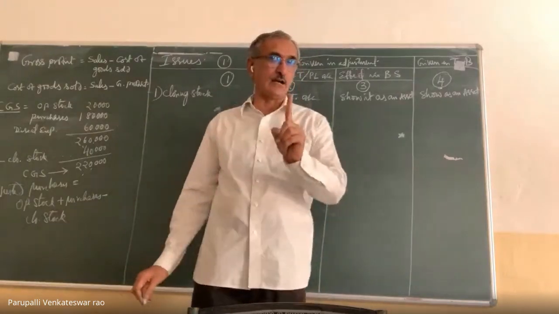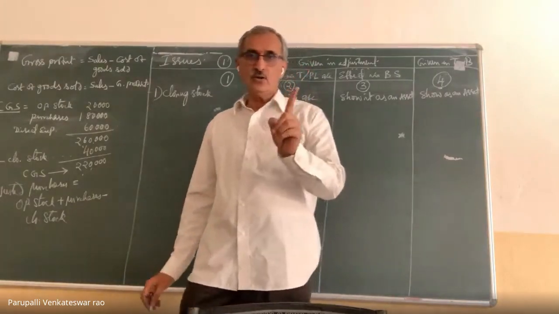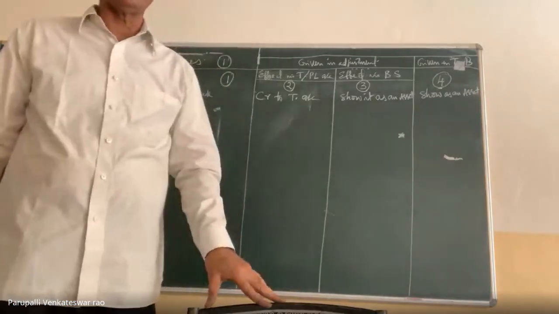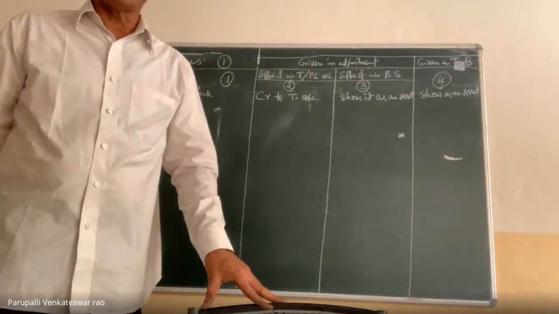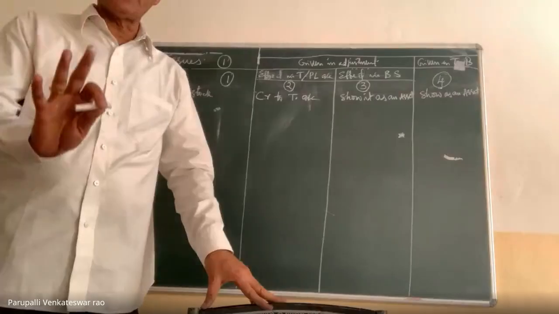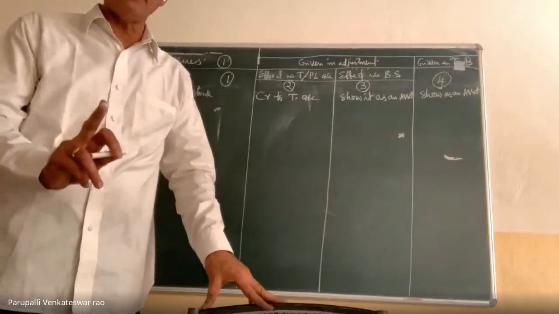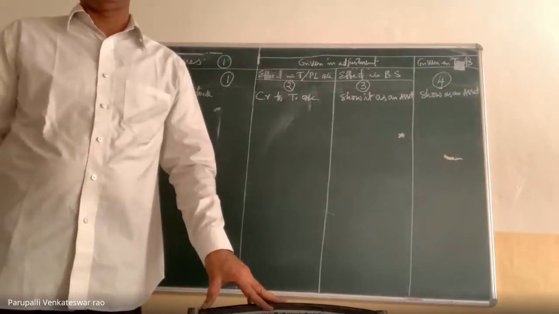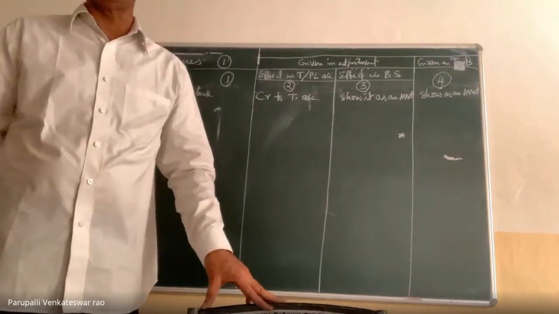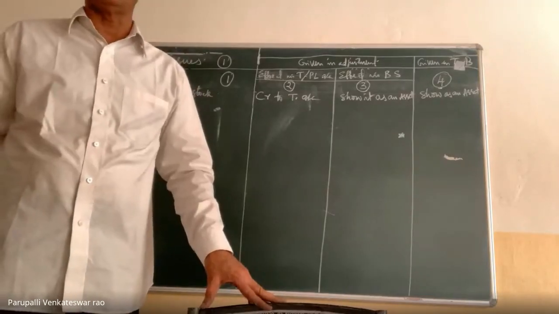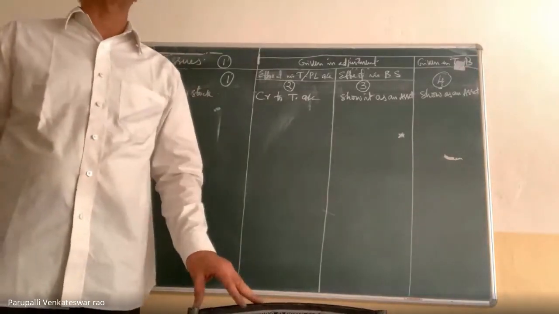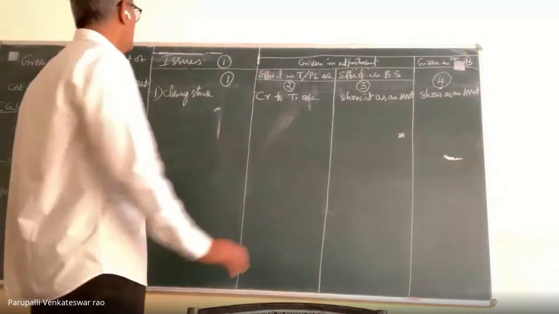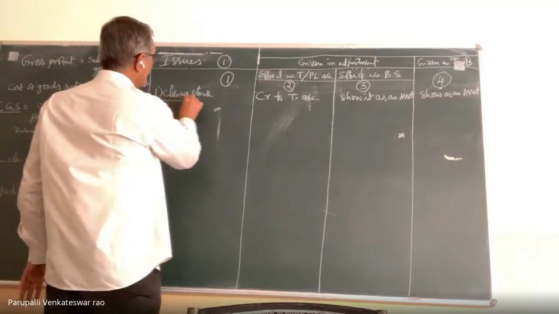Don't credit it to the trading account. I am telling you once again. If it is given in the trial balance, it appears only one time, and that too on the asset side of the balance sheet. I will explain why: the unsold stock is already deducted from purchases, so it will appear in the balance sheet. So number one is over. I am drawing a line.